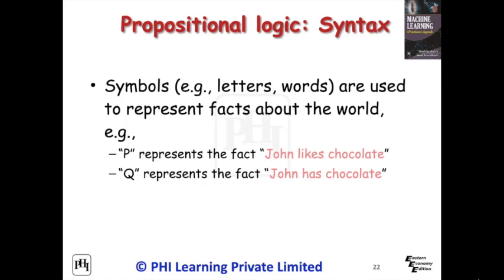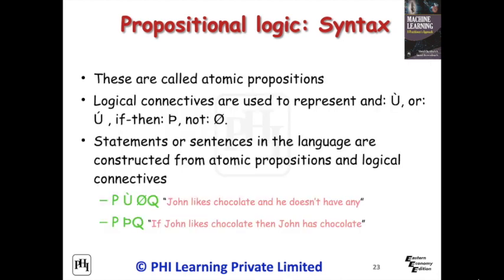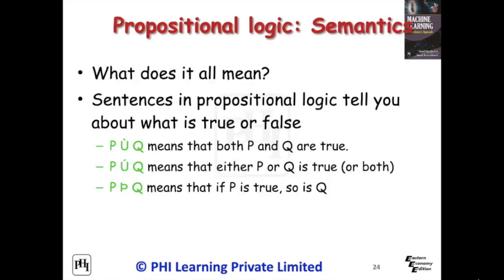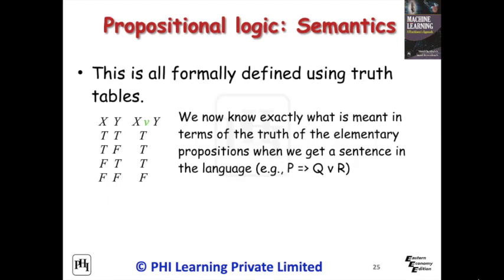Q represents the fact John has chocolate. The components of an expression are predicate symbols, objects, variable symbols, function symbols, and constant symbols. Statements or sentences in the language are constructed from atomic propositions and logical connectives. Sentences in propositional logic tell you about what is true or false. It is a very general system of logic which accurately expresses a huge variety of assertions and modes of reasoning.